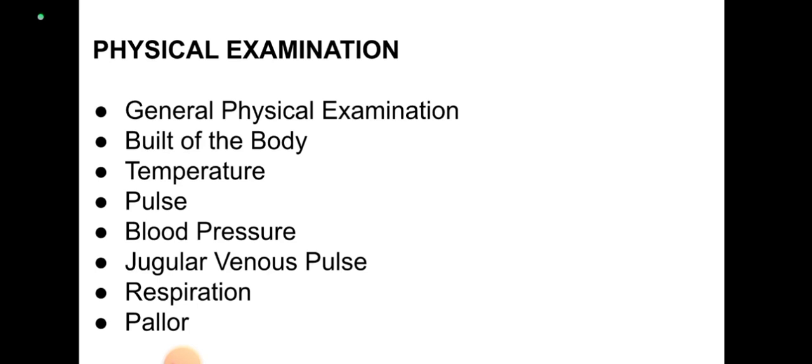After that we measure the jugular venous pulse. It provides an estimate of central venous pressure and hence it denotes the volume status and cardiac function of the patient. After the jugular venous pulse, we look at respiration. Normal rate of respiration is 12 to 16 per minute in adults. Any deviation is also noted.